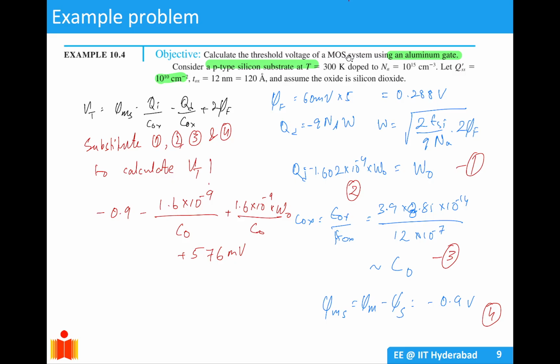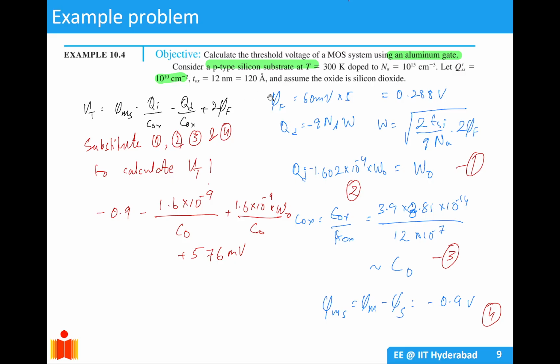Calculate the threshold voltage of a MOS system using an aluminum gate. Consider a p-type silicon substrate at T equal to 300 K doped to Na equal to 10 power 15 per centimeter cube. Let Qi equal to 10 power 10 per centimeter square, Tox equal to 12 nanometer, or 120 angstrom, and assume the oxide is silicon dioxide.